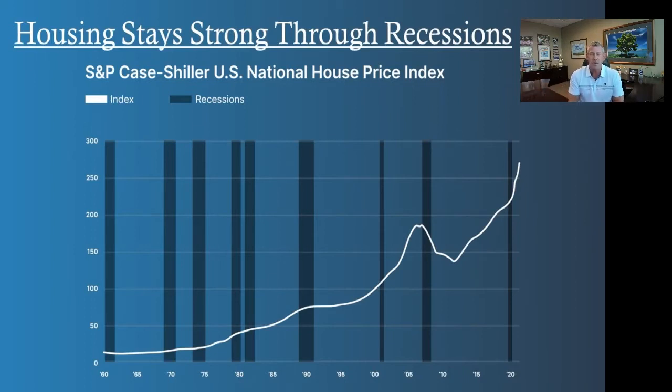But that's really been the only time that we've seen values diminish during a recession. Going back to the early 60s, we see a little bit of a flattened line there, but you can see in the 70s, 80s, 90s, and even this last one during the pandemic, home values held strong through a recession. They continued to keep value, if not increasing.